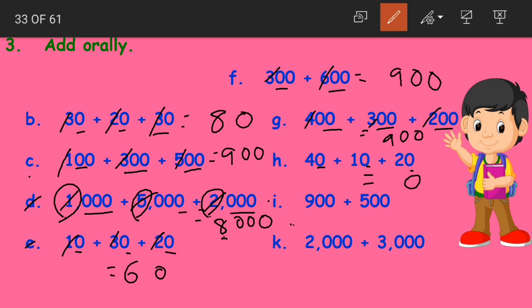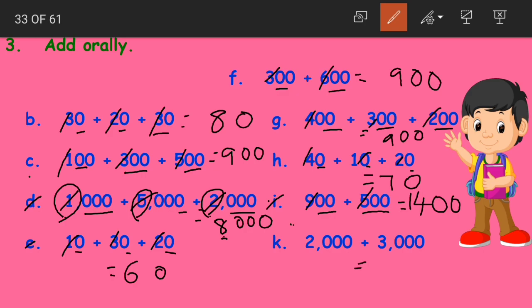Question number H. We are having 1 zero. So I will put a 0. 4 plus 1 becomes 5. 5 plus 2 becomes 7. So the answer will be 70. Question number I. We are having 2 zeros. So I will put 2 zeros. 9 plus 5 becomes 14. So I will write 14 as it is.